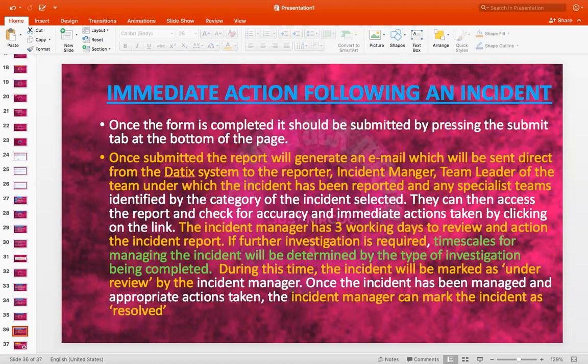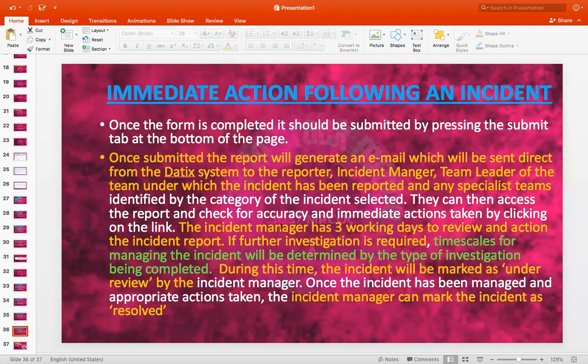So everybody who was involved in the care team will get that, and any special team identified by the category of the incident selected, meaning the team who can probably investigate. For example, if there is one medical director of an obstetric unit and there are 4 subunits, then probably the medical director is going to be that specialist team who should be informed. They can access the report, check for the accuracy, and take immediate action.